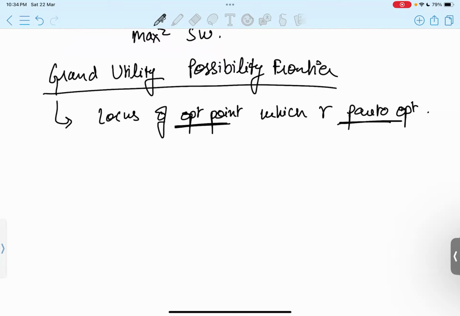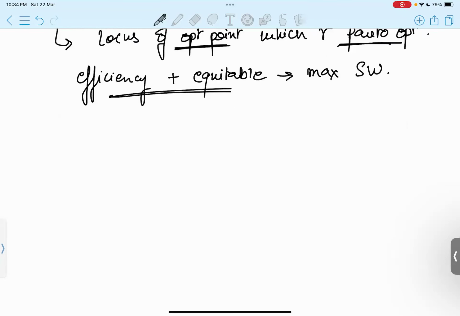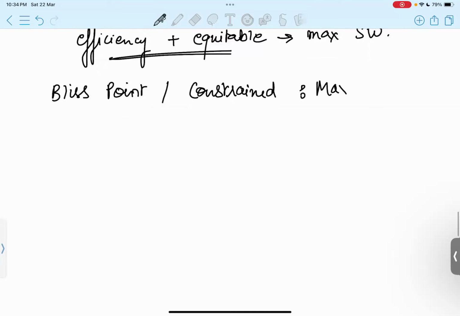So the possibility frontier, along with the Bergson-Samuelson conditions and the social welfare function combined together, is giving us the efficient plus equitable distribution of resources, which is maximizing. That point will maximize the social welfare in the society. So under this, as we stated, the bliss point is also known as the point of constrained bliss, which is again maximizing the social welfare.